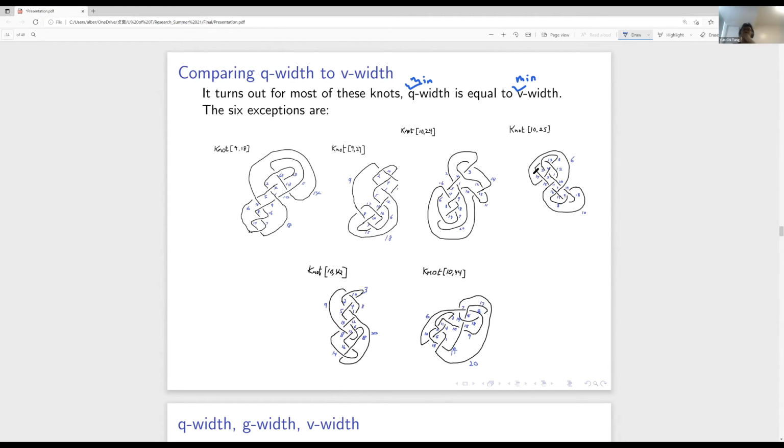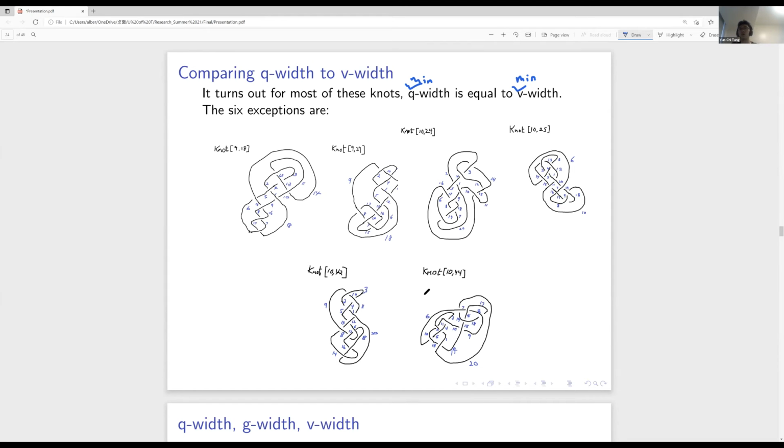But there are 6 exceptions out of the, I believe, 250 knots where the minimum quick width is going to be greater than the minimum virtual width. Specifically, none of these are such that the crossings are arranged from left to right. This is just an illustration of what the knot looks like. In those 6 cases, the minimum quick width is going to be 6 and the minimum virtual width is going to be 4. So we know the relationship between quick width and virtual width.